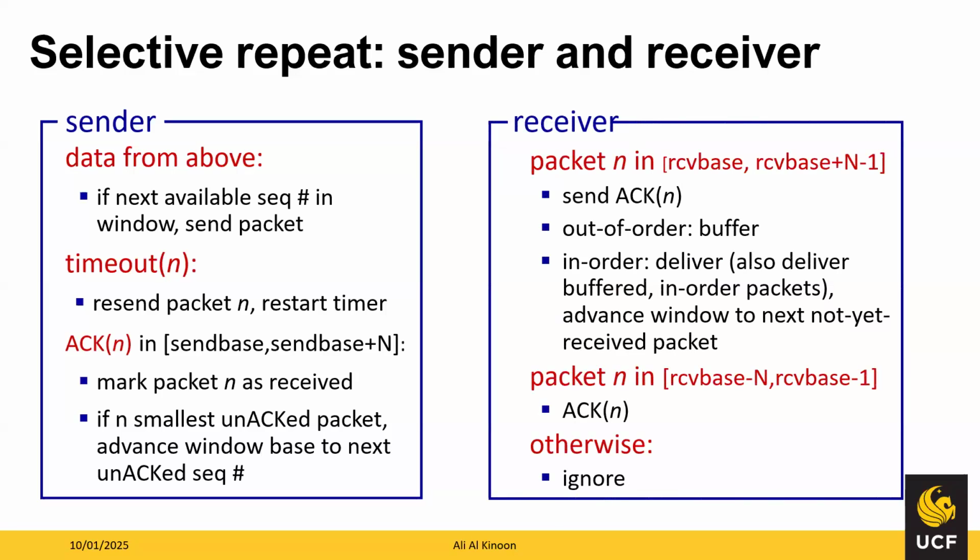Now for the receiver, if packet N is in the receive window, it will send an acknowledgement back for N. If it's out of order, we buffer it. If it's in order, we deliver it and also release any buffered packets that now fit in order, depending on the order of the packets, obviously. And if a packet to the left of the window has already been acknowledged, then we send another acknowledgement in case the earlier one was lost. Otherwise, we just ignore it. Does that make sense? Does anyone have any questions? Okay.